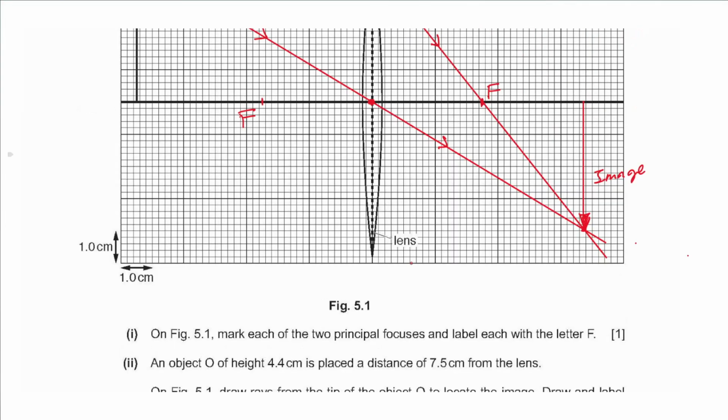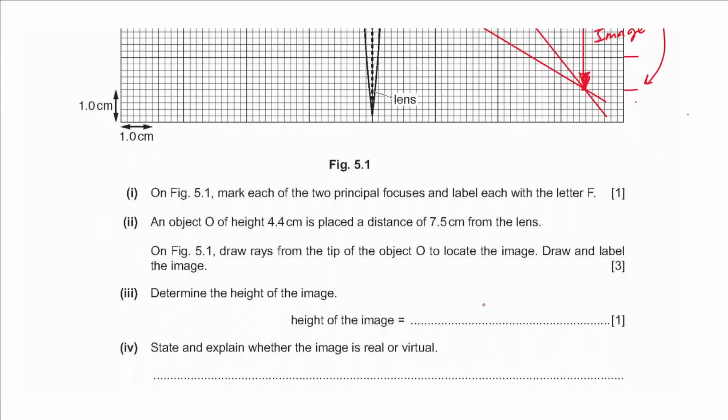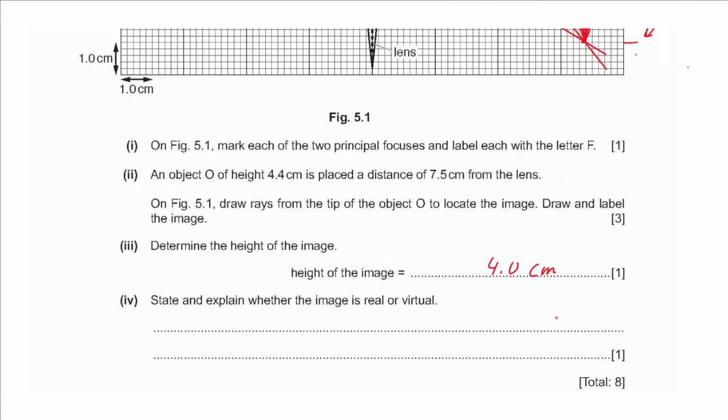We use the grid to do that. We have 5 squares, 5 squares, 5 squares, that's 3 centimeters until now. This is approximately 4 centimeters from the principal axis to the tip of the arrow. Not all of you, by the way, will get the same exact value, but I'm going to write what I've measured, 4.0 centimeters. Part IV says state and explain whether the image is real or virtual.